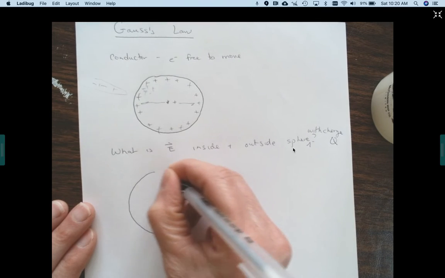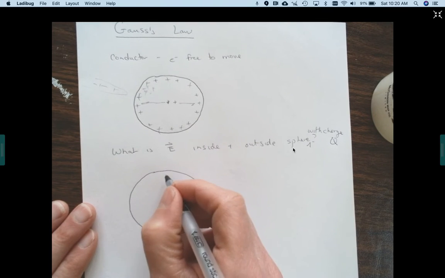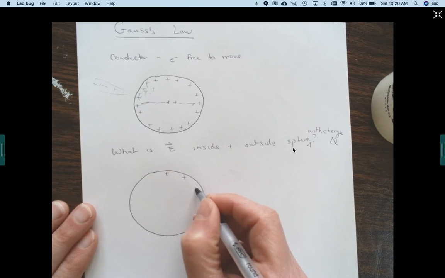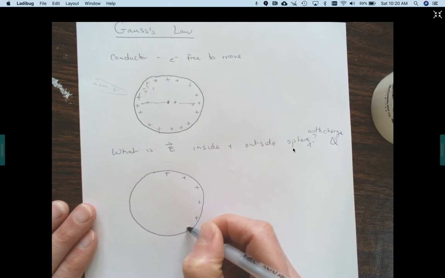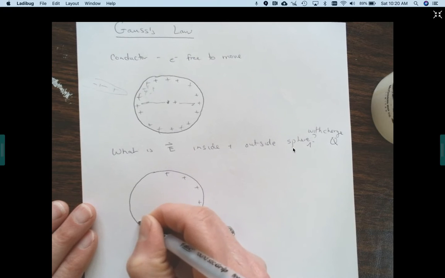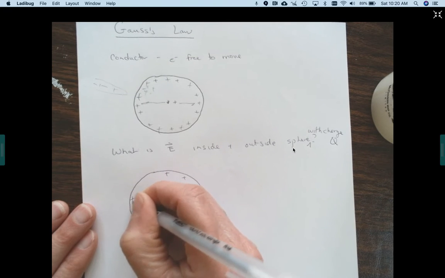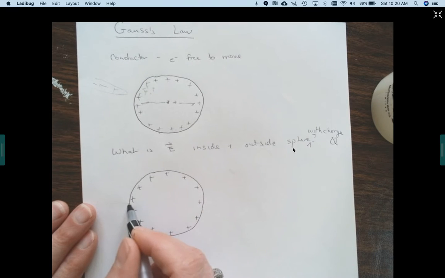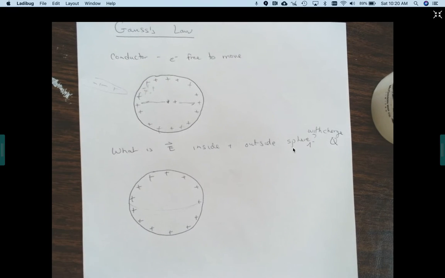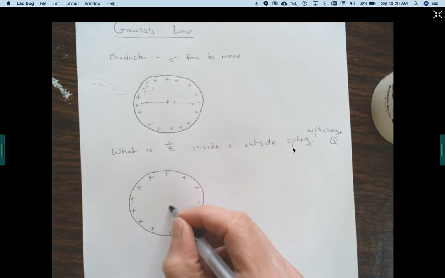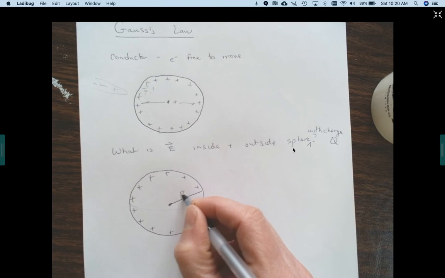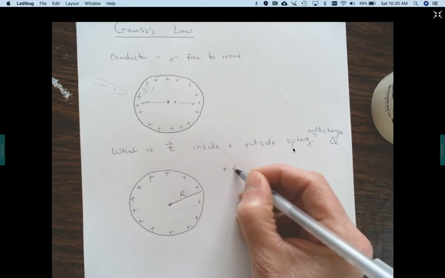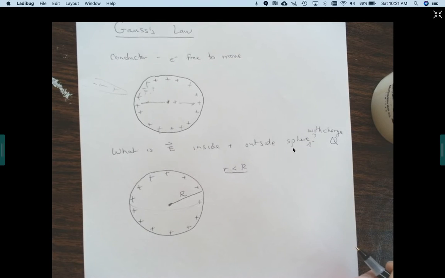So let's draw a nice circle here. And again, assume a positive charge, I like drawing pluses better than minuses, I guess. So we'll spread that out around the outside. Again, this is a sphere, I'm just drawing it in 2D, so there is a third dimension here, and the charges are all on the outside. First, let's define the radius, big R. And first let's look at when little r is less than big R.